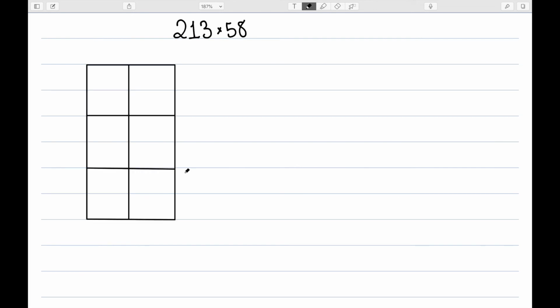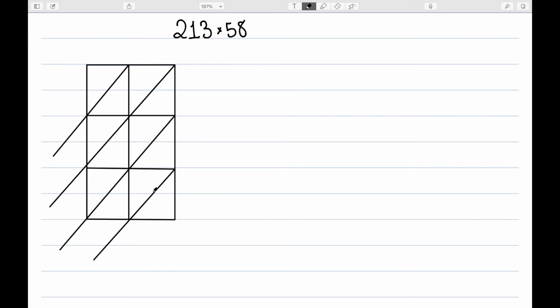Let's do 213 by 58. We start by drawing our grid. So I did 2 columns in 3 rows since 213 has 3 digits and 58 has 2. We then need to split these with diagonals. Here's what this looks like. We then write our digits. This is 58 and 213. In the area and array model, we need to consider exactly what place values these are in. We would need to write 50 and 8, but here we just need to write the digits.